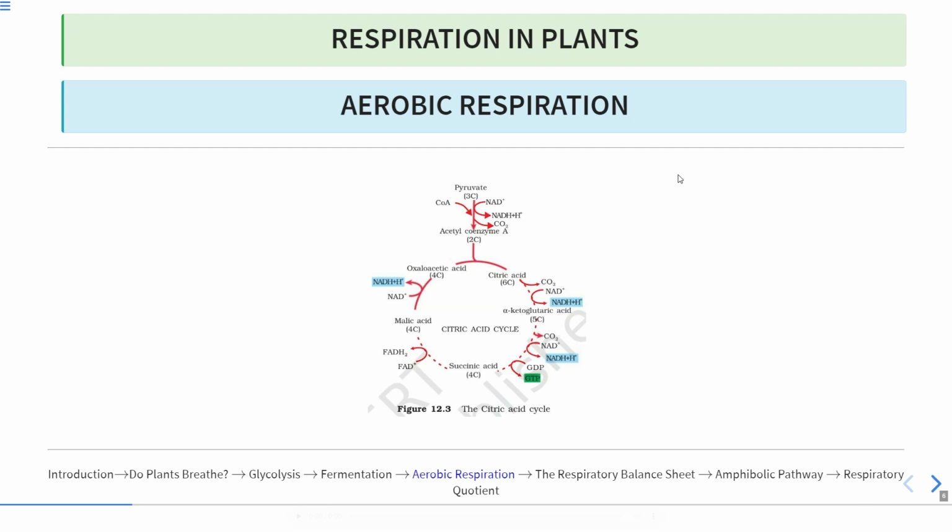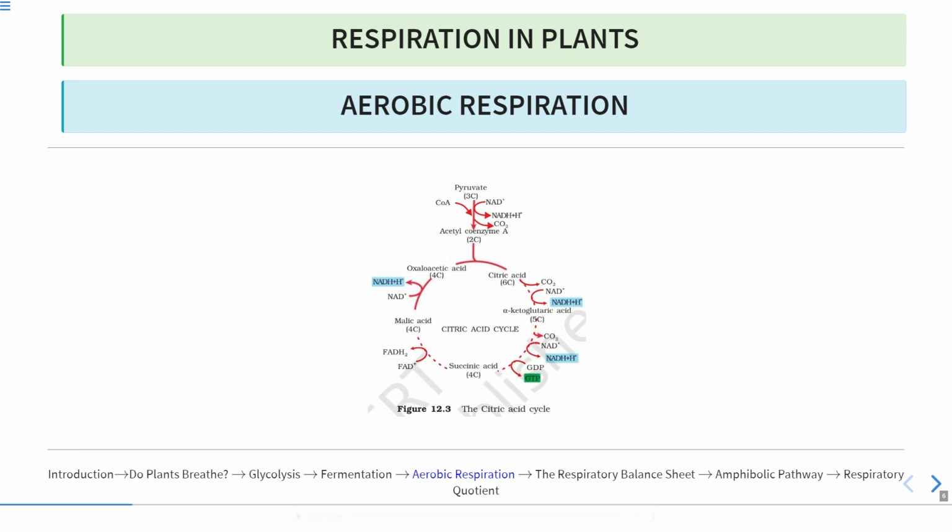Here you can see this is pyruvate, a 3-carbon compound. Acetyl coenzyme A, a 2-carbon compound, is formed, NADH2 is formed, and carbon dioxide is released. Now the 4-carbon compound oxaloacetic acid is combined with acetyl coenzyme A to form citric acid, a 6-carbon compound. Carbon dioxide is released and it is converted to isocitrate, then to alpha ketoglutarate with the release of one carbon dioxide. This alpha ketoglutarate is a 5-carbon compound.